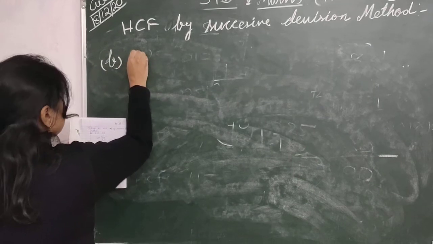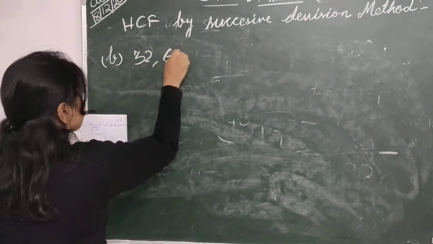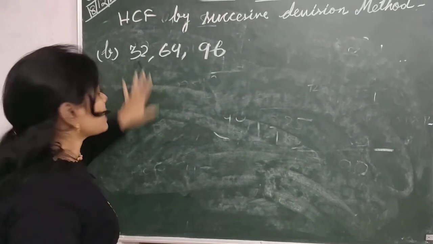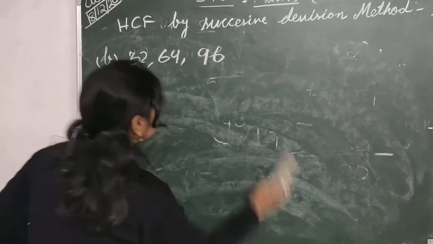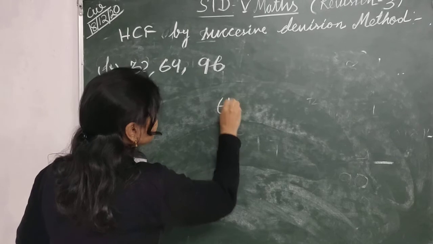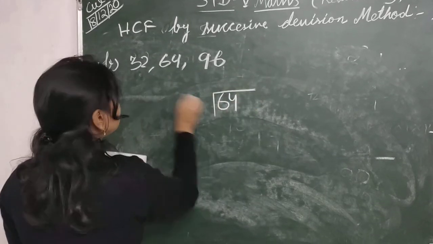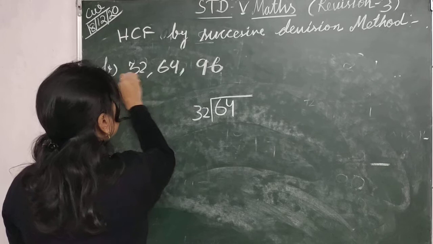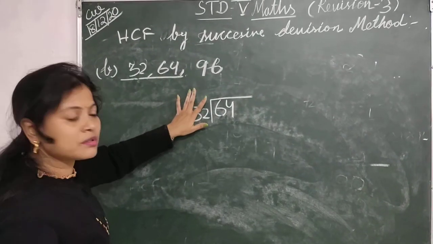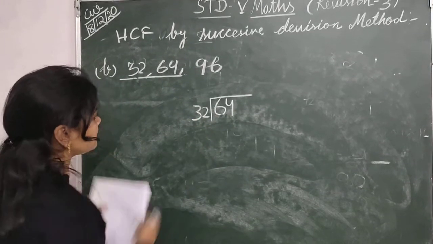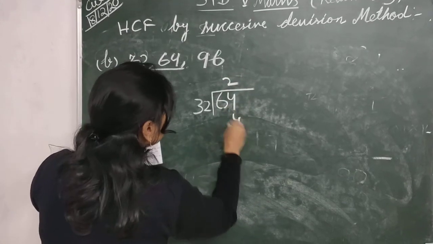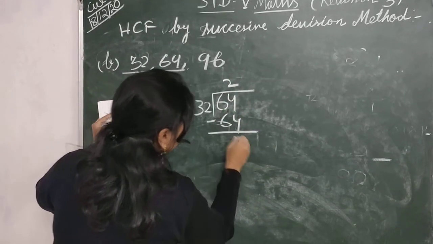Then the next one is the numbers 32, 64 and 96. Here there are 3 numbers. Okay. So first I am going to divide 64 by 32. Okay. 64 is larger than 32. So I am going to divide 64 by 32. Here 32 ones are 32 and 32 twos are 64. Okay. 64 and remainder 0.